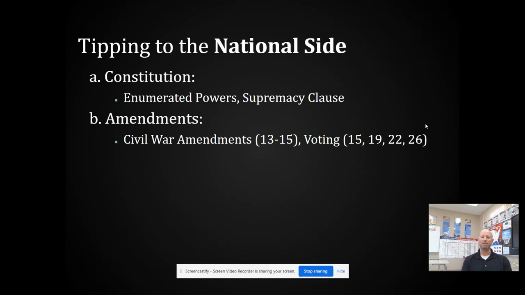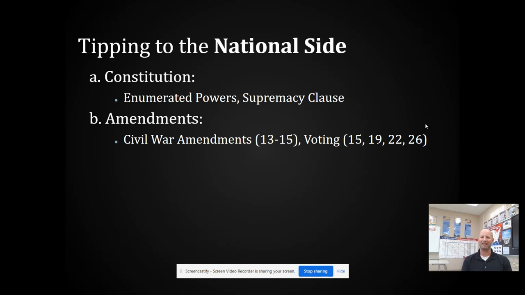Then we have our voting amendments. The 15th, which we just talked about. The 19th gave women the right to vote. Woo woo, right? I just saw a shirt the other day on a woman that said, women voting since 1920. I was like, oh, that's cute. But anyway, the 19th gave women the right to vote, so states cannot deny women the right to vote.